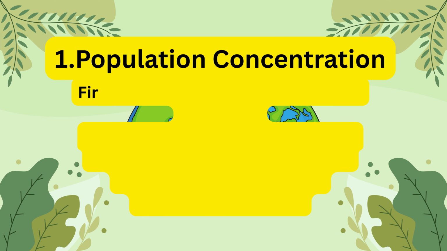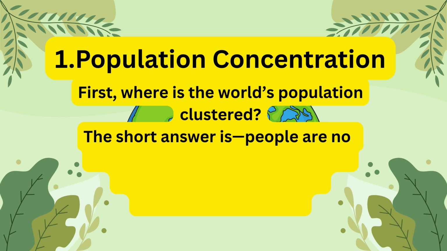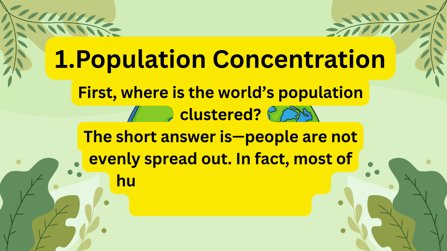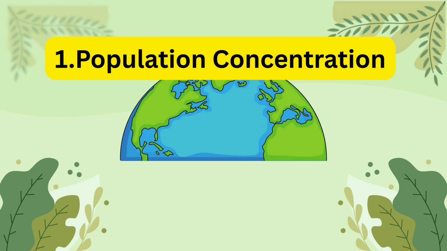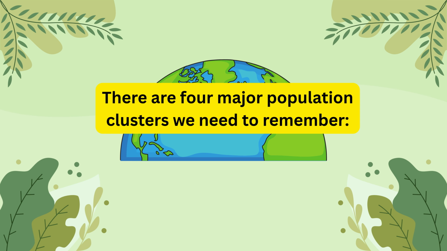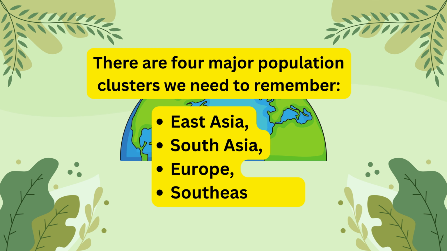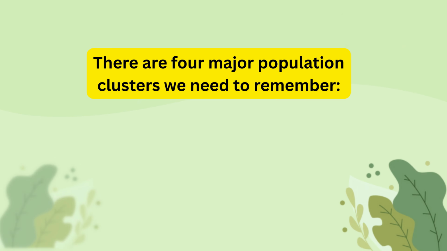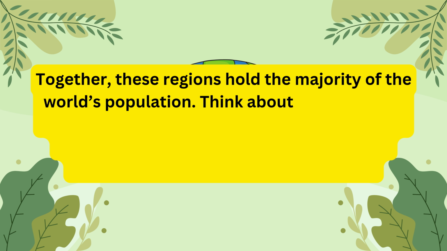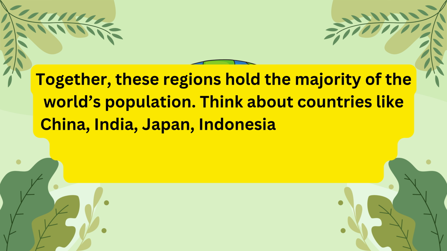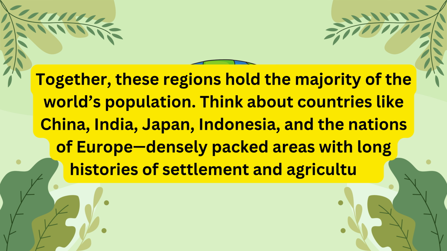Population concentration. First, where is the world's population clustered? The short answer is, people are not evenly spread out. In fact, most of humanity lives in just a few concentrated regions. There are four major population clusters we need to remember: East Asia, South Asia, Europe, and Southeast Asia. Together, these regions hold the majority of the world's population. Think about countries like China, India, Japan, Indonesia, and the nations of Europe, densely packed areas with long histories of settlement and agriculture.